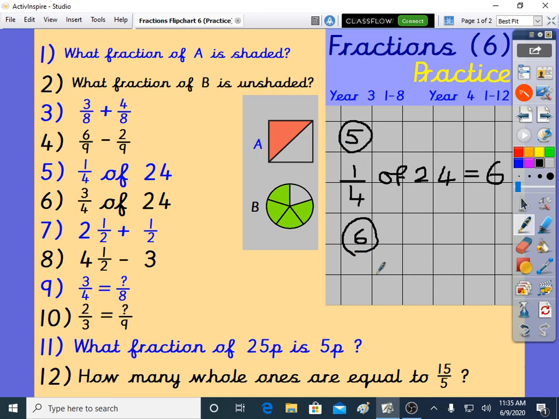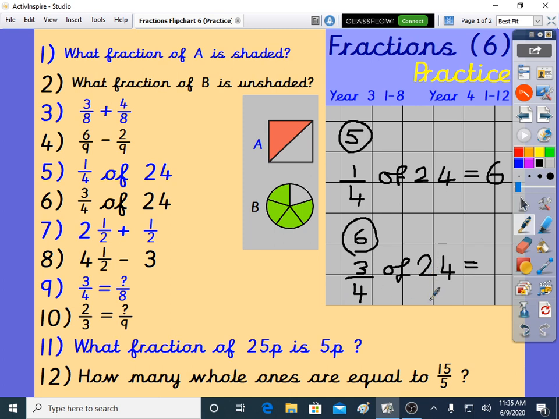Question 6 is very much connected to question 5. But this time it's 3/4 of 24. We found 1/4 of 24 up the top. That was 6. But now we've got 3/4 of 24. So we've got more. So this is going to be more than 6. Because 1/4 is worth 6. What's 3/4 worth? Well, if you want to find what 3/4 is worth, you first find 1/4, which is 6, by doing 24 divided by 4, which is 6.